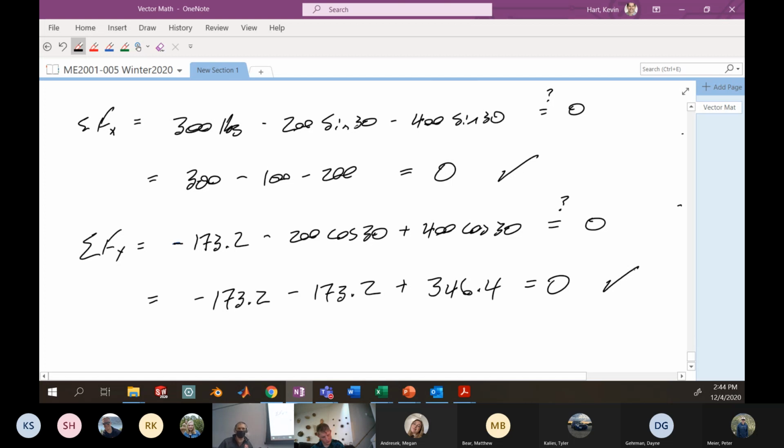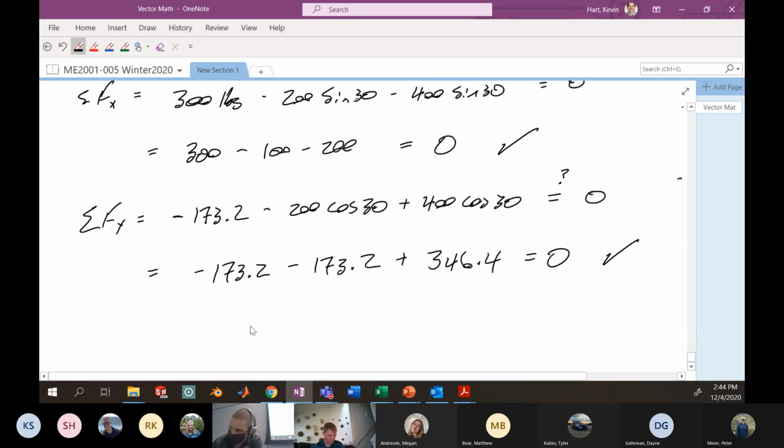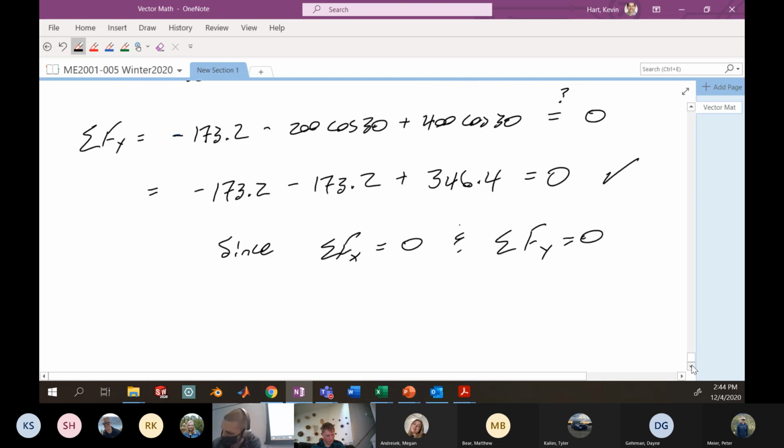It's a lot safer to go this way than the tip-to-tail method, getting your ruler out and doing all the angles. All right. So since the sum of the forces in x equals 0 and the sum of the forces in y equals 0, we do have equilibrium.